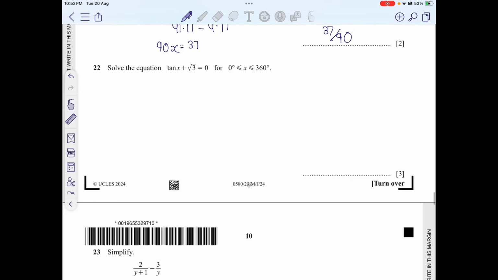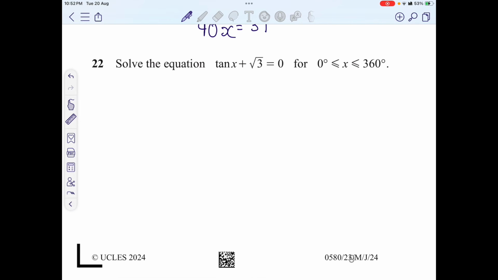Moving on, the next question is solve this equation: tan x plus root 3 is 0. So tan x is equal to negative root 3. So x is equal to tan inverse of negative root 3. When I just use my calculator, tan inverse of negative root 3, I would get negative 60.